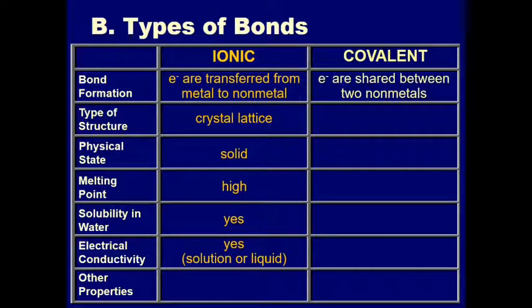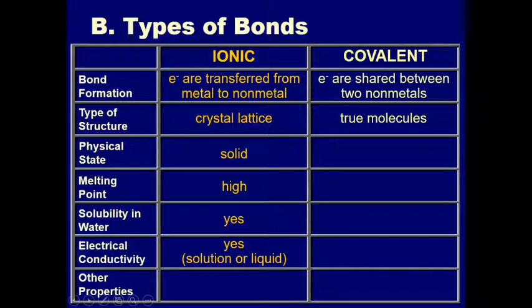Heading on up to covalent bonds. Here, it's a little different, whereas in ionic, we transferred electrons. In covalent bonds, we are sharing electrons. And this time, the sharing is going on between two nonmetals. We will treat metalloids like a nonmetal also. So if you're talking about between a metalloid and a nonmetal, it's going to be considered a covalent bond still. So we are sharing electrons instead of transferring.